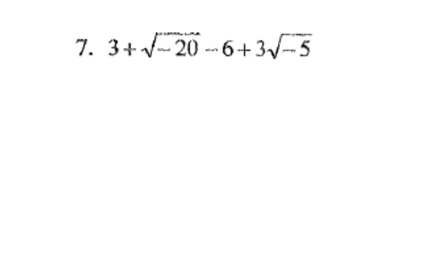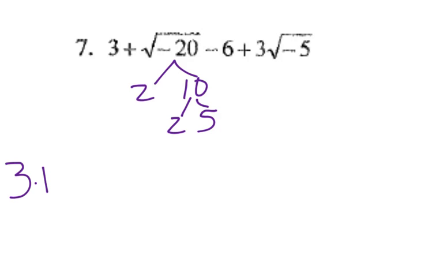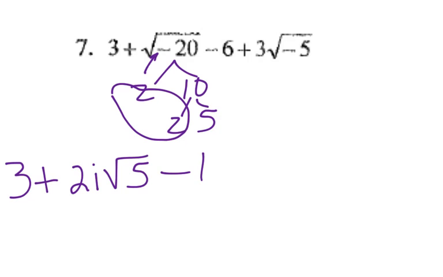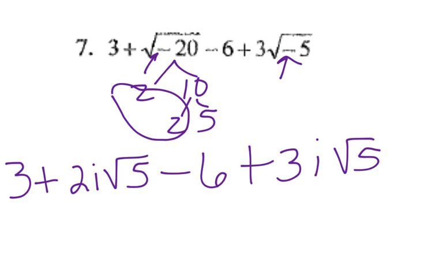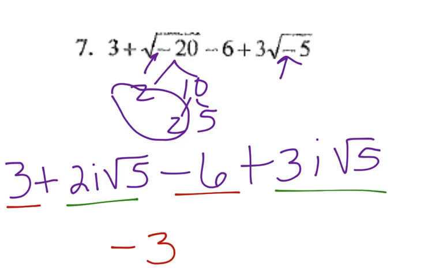Similar, except we're going to have to factor tree first. This 20 comes down to 2 and 10, 2 and 5. Bring your 3 plus. We're going to pair up a 2, and we're going to pull out the negative. So 2i square root of 5 minus 6 plus, we've got to pull out that i, 3i square root of 5. Like terms, 3 minus 6 is negative 3. Like terms, 2i square root of 5 plus 3i square root of 5. Add what's on the outside, 2i plus 3i, plus 5i square root of 5.